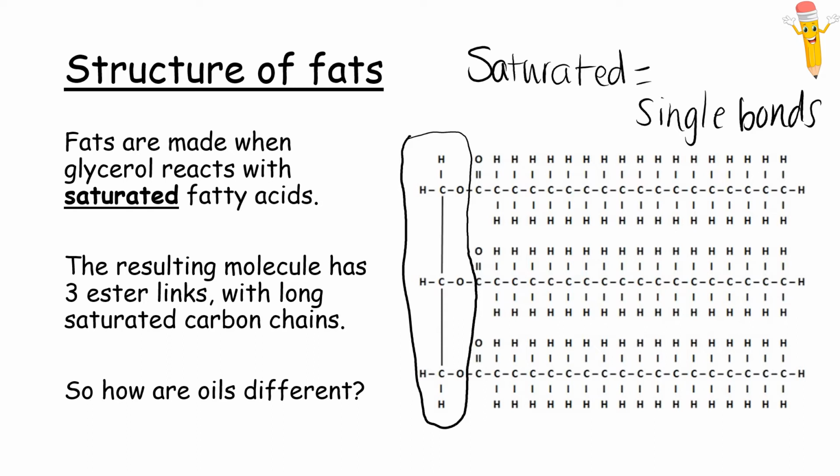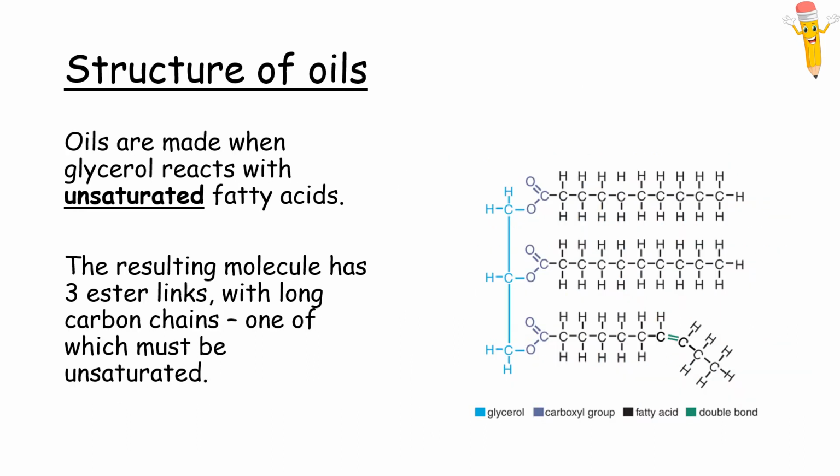So fats are saturated. What's the difference between fats and oils? Oils are unsaturated. So they react with unsaturated fatty acids. And remember, unsaturated means carbon to carbon double bond. So what happens to the structure when it bonds to an unsaturated fatty acid? Because of the carbon to carbon double bond, the straight chain is distorted. It goes out of shape. It's not a long straight chain anymore because of this carbon to carbon double bond here. And that's the only difference between fats and oils. Fats are saturated, oils are unsaturated.